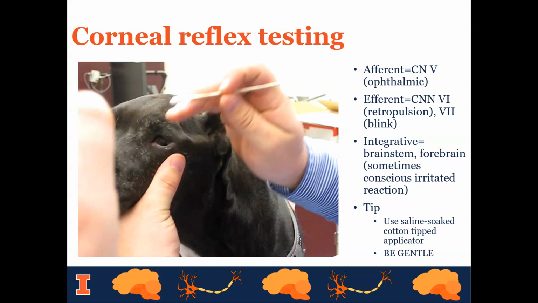So when we're using this test, I like to use a saline-soaked cotton-tipped applicator so that it's relatively gentle to touch the eye, and you should always be very gentle because touching the cornea is very irritating.